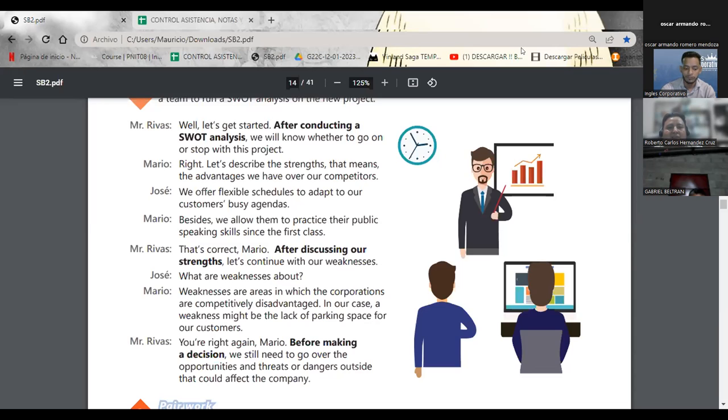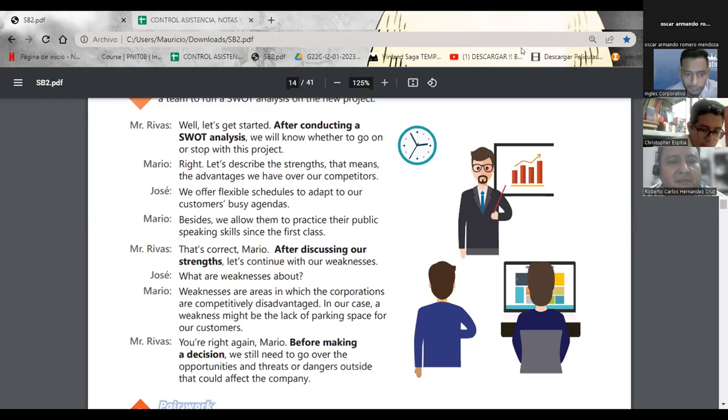Well, let's get started. After conducting a SWOT analysis, we will know whether to go on or stop with this project. Right, let's describe the strengths, that means the advantages we have over our competition. We offer a flexible schedule to adapt to our customers' busy agendas. Besides, we allow them to practice their public speaking skills since the first class. That's correct, Mario. After discussing our strengths, let's continue with our weaknesses.